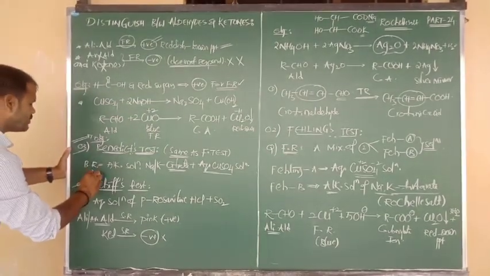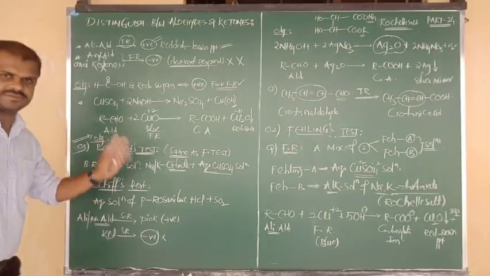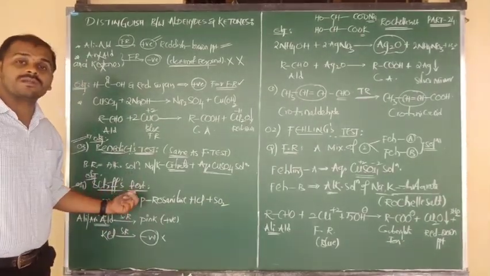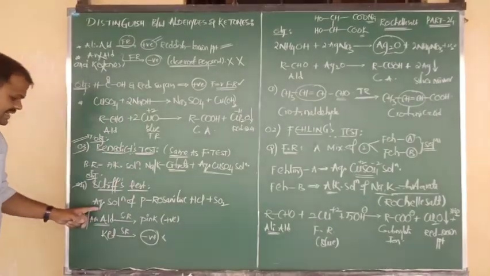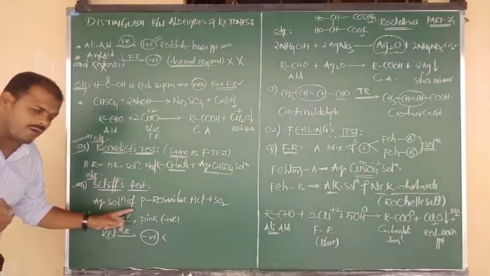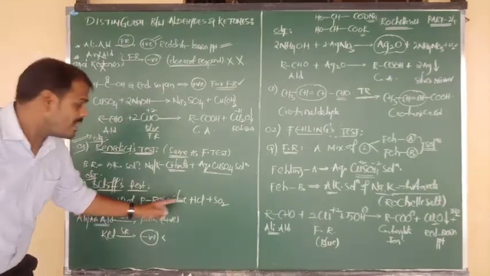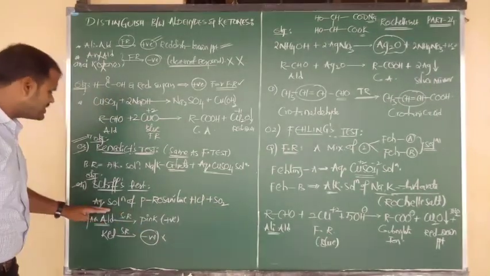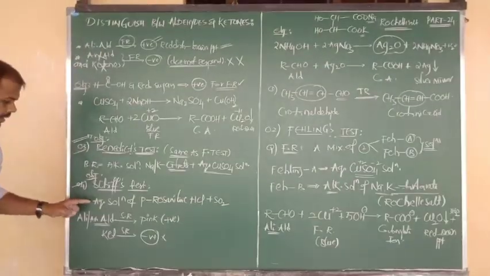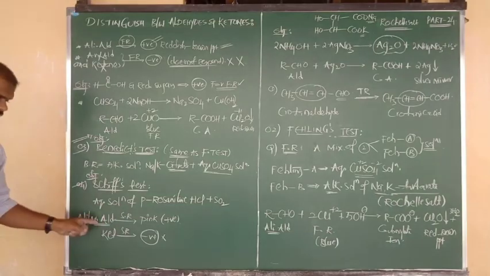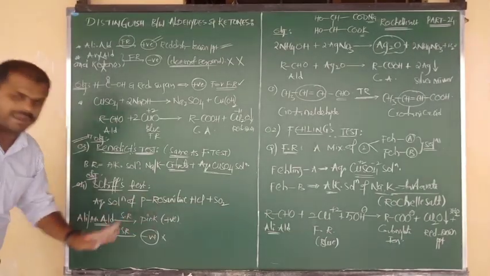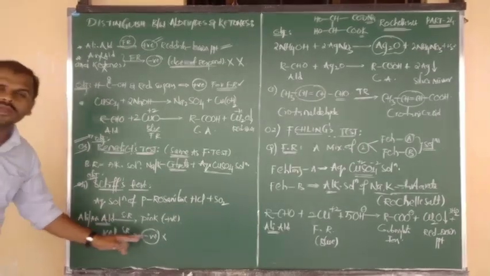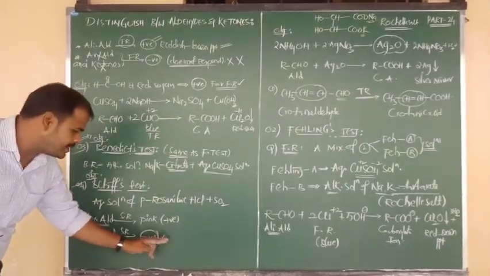Last and final for objective point of view is the Schiff's test. First of all, we have to know what is meant by Schiff's reagent. Schiff's reagent is nothing but an aqueous solution of para-rosaniline hydrogen chloride plus sulfur dioxide. This mixture is known as Schiff's reagent. When Schiff's reagent is added to aliphatic and aromatic aldehyde, they give pink color, meaning both are positive. When Schiff's reagent is added to a ketone, it does not give any color change, meaning ketones are negative.